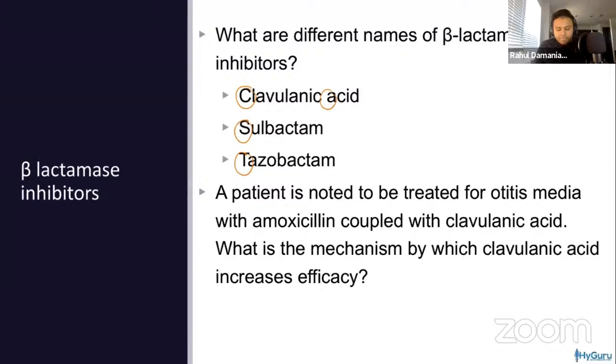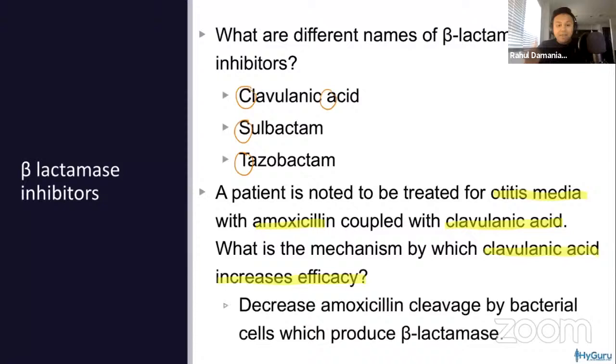So let's go ahead and go through a USMLE question. A patient is noted to be treated for otitis media with amoxicillin coupled with now clavulanic acid. What is the mechanism by which clavulanic acid increases the efficacy? And what clavulanic acid does is decrease the amoxicillin cleavage by bacterial cells, which produce beta-lactamase. So now clavulanic acid is going to be a fighter against beta-lactamase, which is produced by the bacteria.